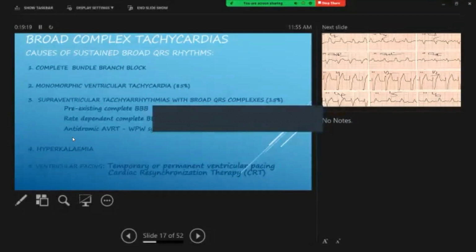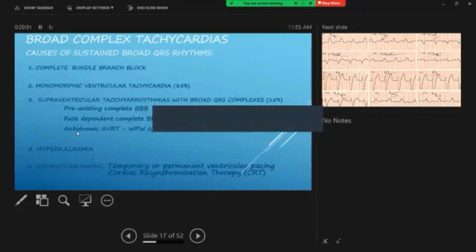Then what are the mechanisms of having a broad complex rhythm in supraventricular tachycardias? If a patient with pre-existing right or left bundle branch block develops one of those supraventricular tachyarrhythmias, that patient's ECG will show broad QRS complexes. And during the tachyarrhythmia, if the patient develops a rate-dependent right or left bundle branch block, that is called rate-dependent bundle branch block or aberrant conduction, or we write in the diagnosis as aberrancy.